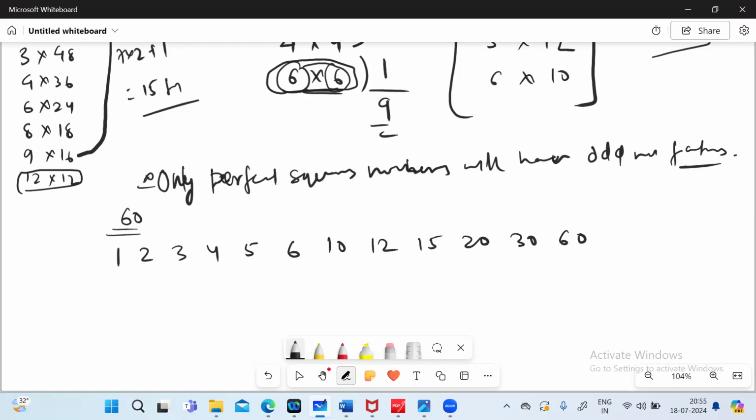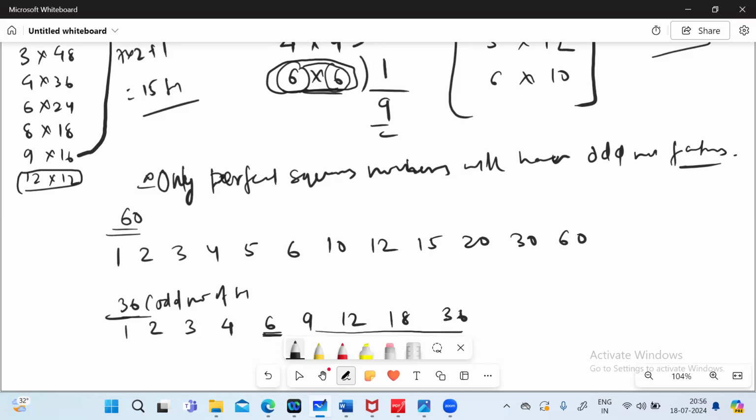And let me write it for 36 also. Let me write all the factors of 36 in ascending order: 1, 2, 3, 4, 6, 9, 12, 18, and 36. Since 36 has an odd number of factors, 6 will lie in between those factors. Now, what you can see here is there are exactly 4 factors which are less than 6 and exactly 4 factors which are greater than 6. And here in 60, there is an even number of factors.